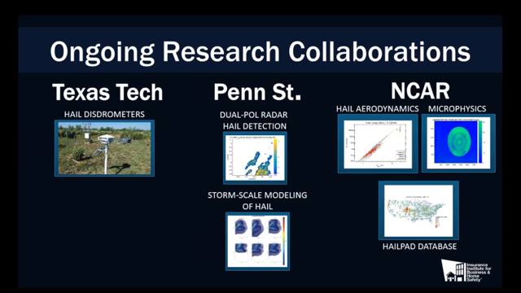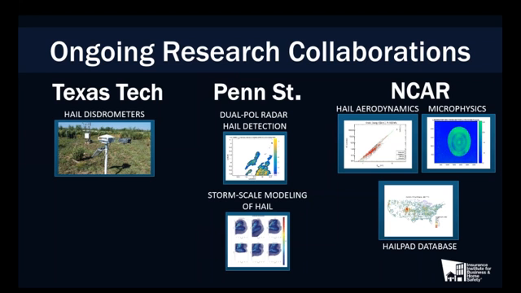Penn State, we're working on dual polarimetric radar hail detection, as well as the storm chasing and numerical modeling of hail. So being able to actually simulate hail production within these very fine-scale models. Big implication for forecasting the hail hazard and even potentially on-demand loss assessment.